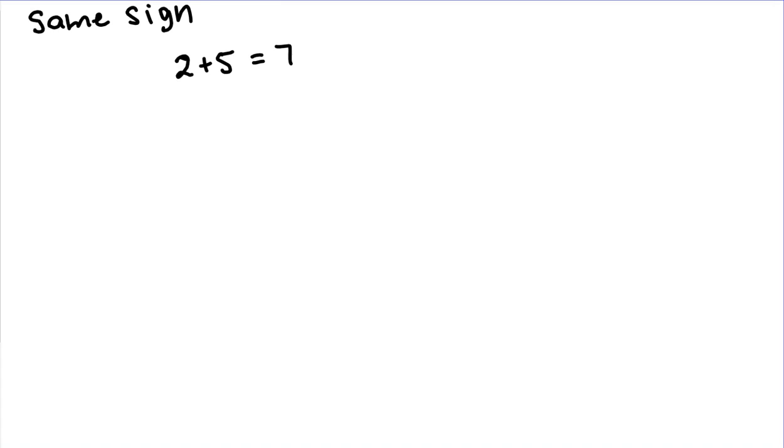Now let's say we had -2 plus -5. Well, because they both have the same sign, they're both negatives, we're just going to add the absolute value of these two numbers and keep the common sign. So -2 plus -5, well, the absolute value of -2 is 2. The absolute value of -5 is 5. So 2 plus 5 is 7. And then we keep the common sign, which is a negative sign. So -2 plus -5 is -7, sorry.